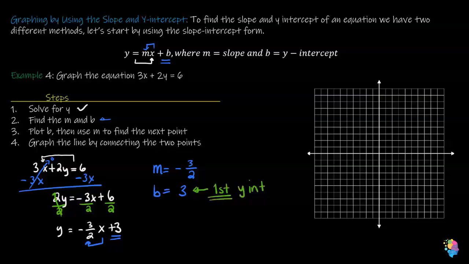That means that this graph is going to pass the y-axis at 3. 3 up. Here it is. This is my y-intercept at 3. Okay? Once you plotted that point, then we're going to use the slope. I'm going to use the slope to find the next point.